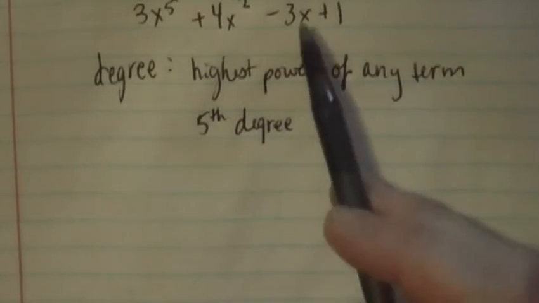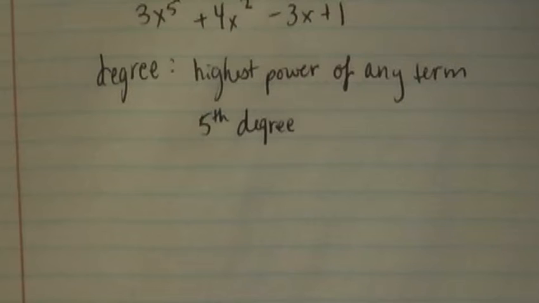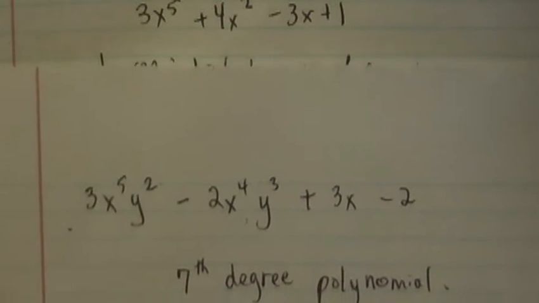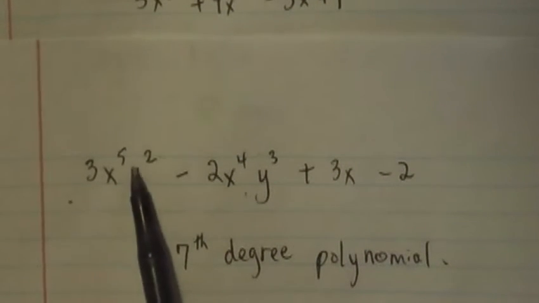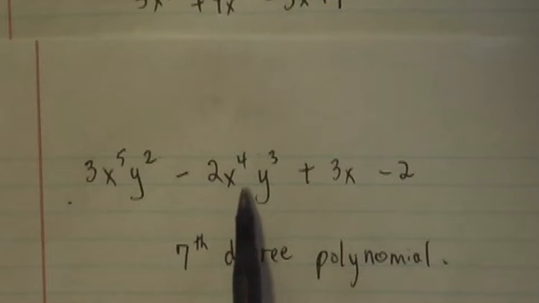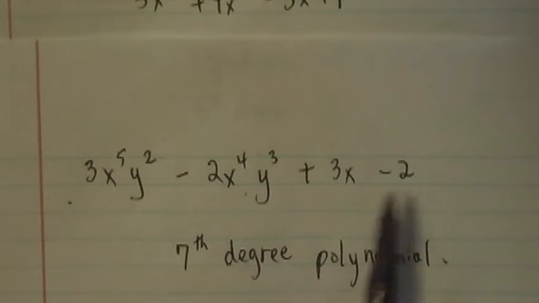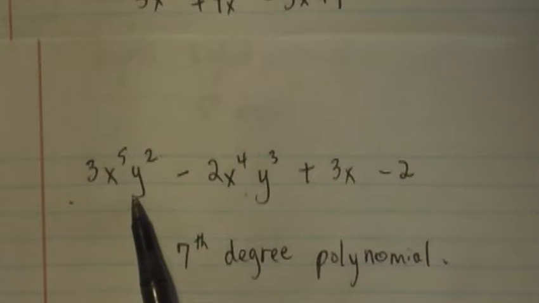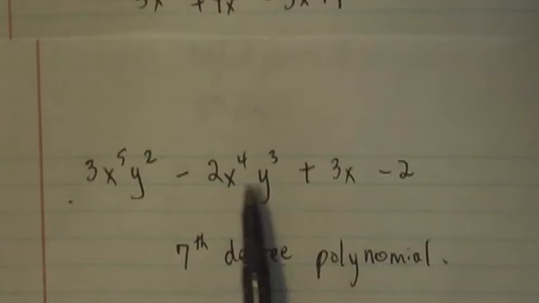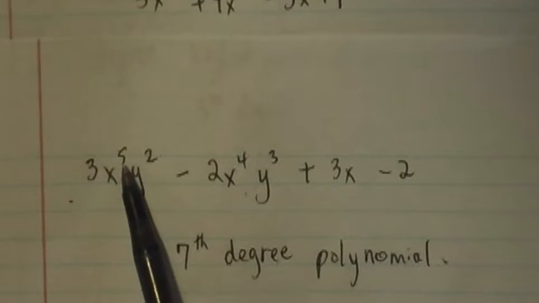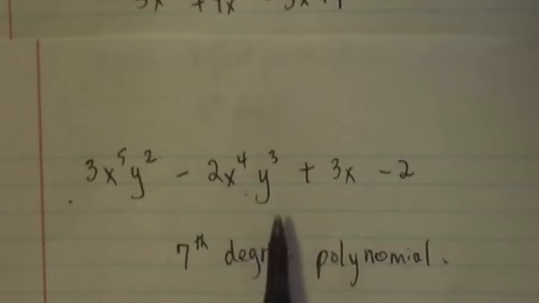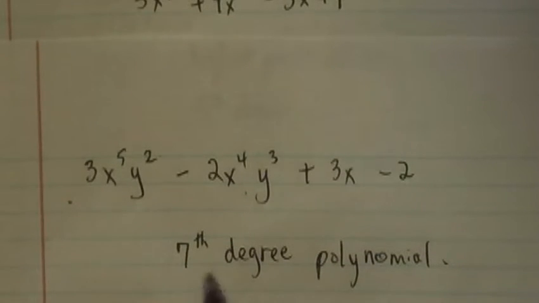Now, that's pretty simple, but when you get into having a polynomial that has two variables, an x and a y, we have 3x to the fifth y squared minus 2x to the fourth y cubed plus 3x minus 2. Here, when you're trying to determine what the highest power is on a term, if you have two variables in a term, you add the powers together. So a 5 plus 2, this is a seventh power on this term. And here you have a 4 plus 3, this is also a seventh power. So it's a seventh degree polynomial.